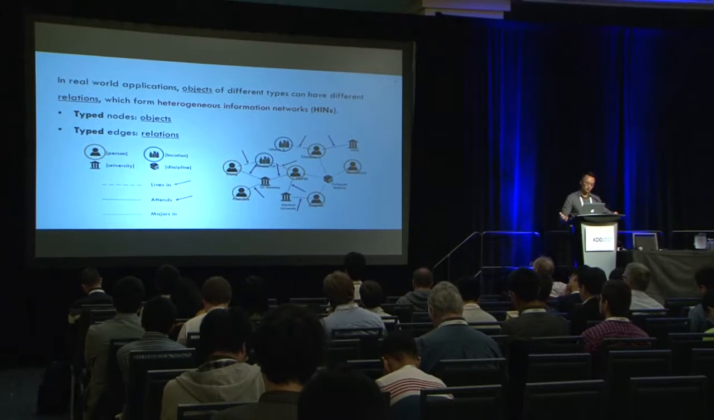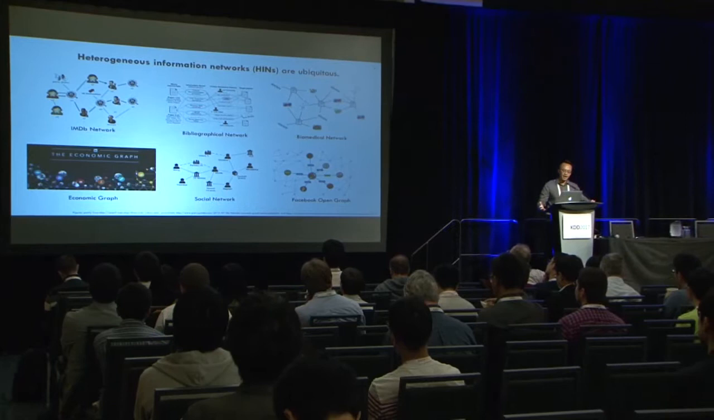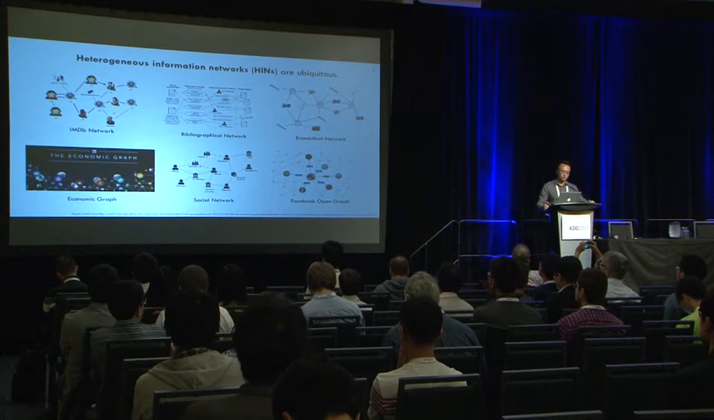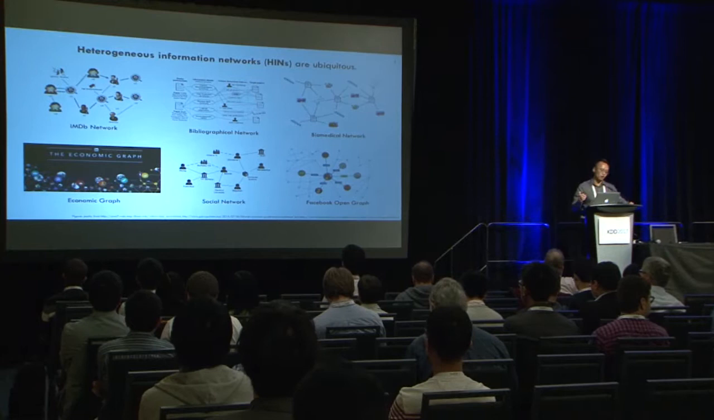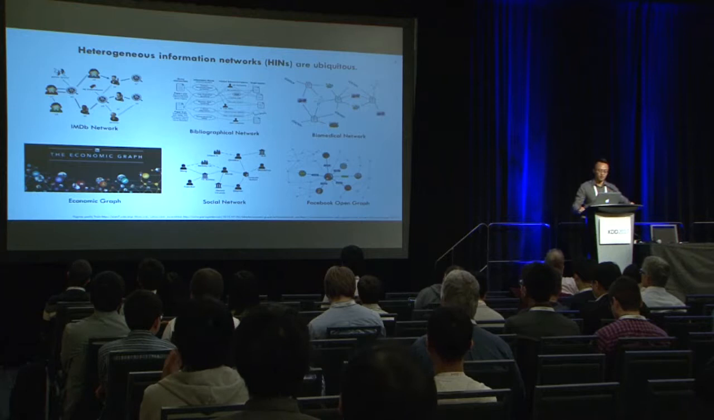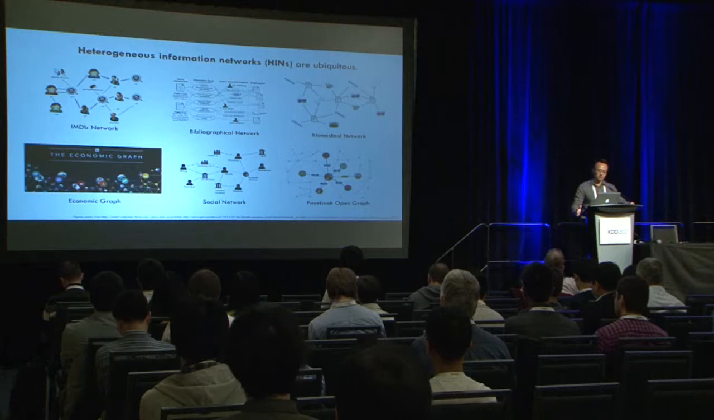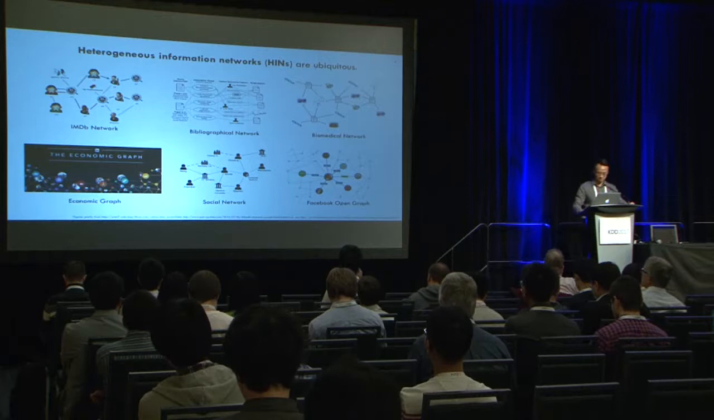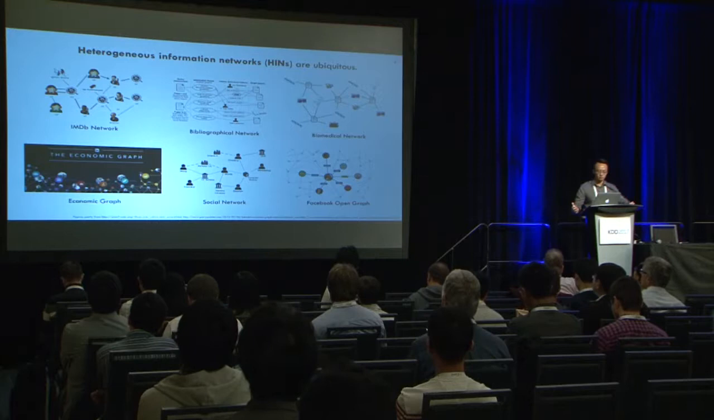And actually, HINs are everywhere. Here we have the IMDb network, which is basically just a movie reviewing network. We have the bibliographic network, where authors write research papers, publish them in different venues with different keywords and terms, and so on. And we also have the biomedical network, which consists of, say, genes, diseases, proteins, chemicals, that sort of thing. And beyond that, we also have the LinkedIn economic graph, social graph, Facebook Open Graph, et cetera.